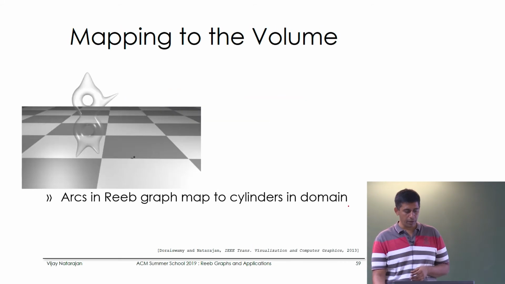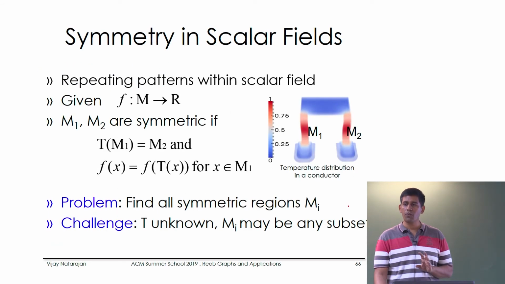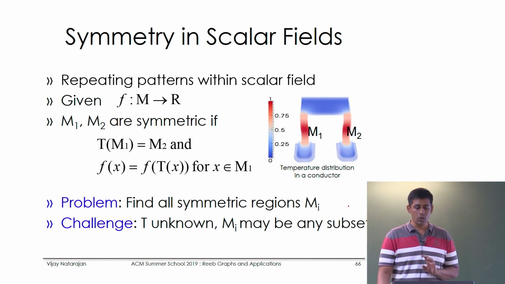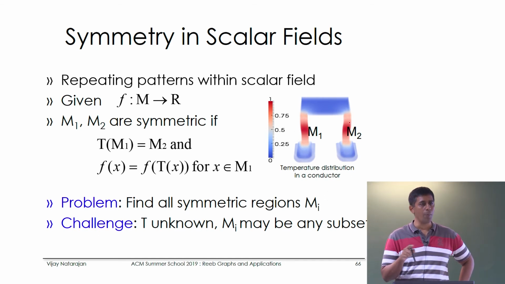Let me talk about symmetry. One application of the contour tree is to find repeating units in a scalar field. Here is a scalar field defined over this object. I want to find the fact that M1 is a copy of M2, the two legs being copies of each other geometrically. In addition, the scalar function defined over M1 is also a copy of the scalar function defined over M2.